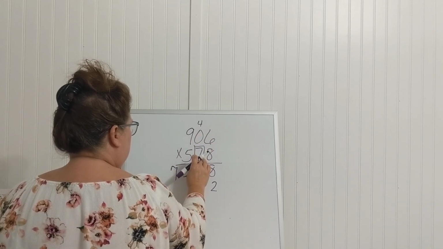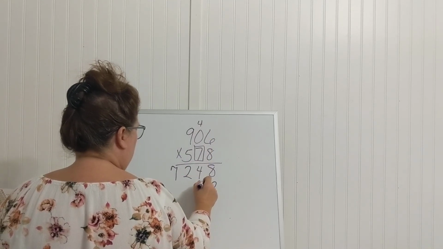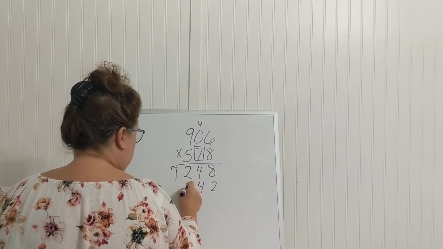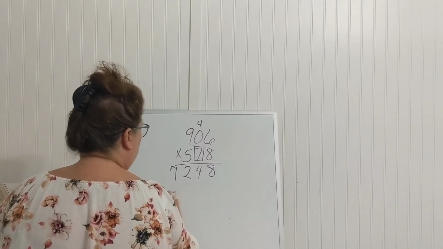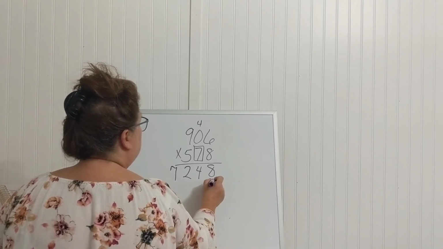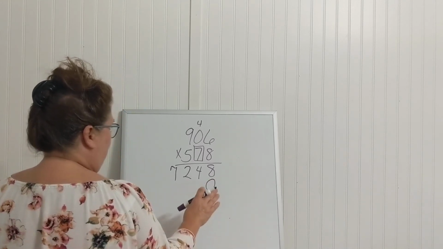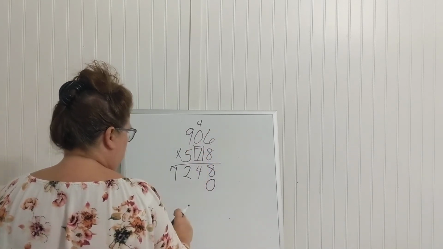0 times 7 is 0 plus our 4. And 9 times 7 is 63. Oh, erase that. I didn't put a 0 in my 1's place. Put a 0 in your 1's place. Now we're multiplying 906 times our 7.